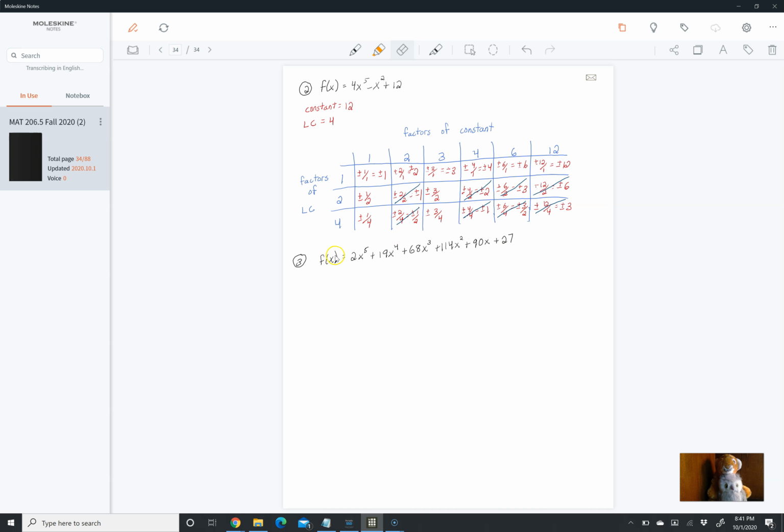The only ones that we care about are the constant and the leading coefficient. And what we really care about is how many factors they each have. The less factors that they have, the easier this is going to be. Okay, so here our constant is 27, and our leading coefficient is 2 here.